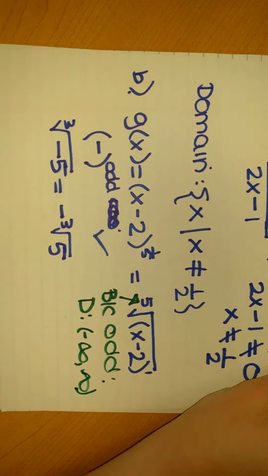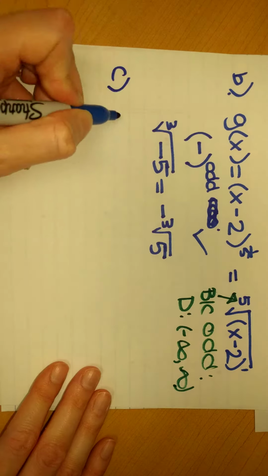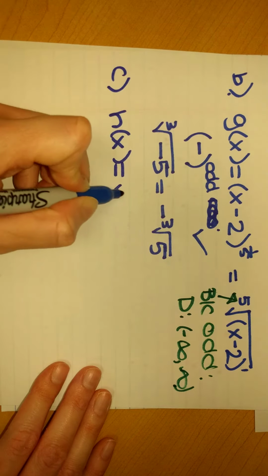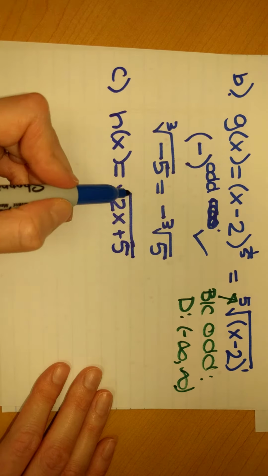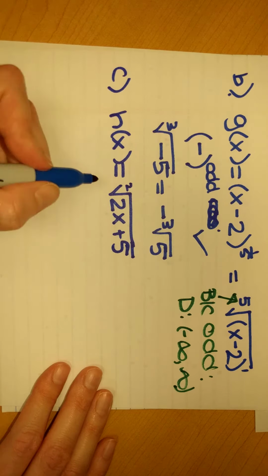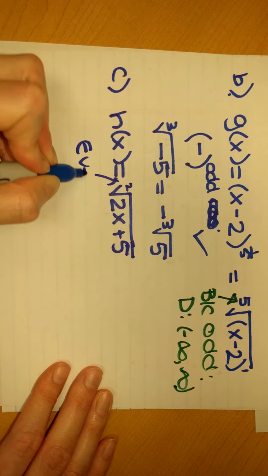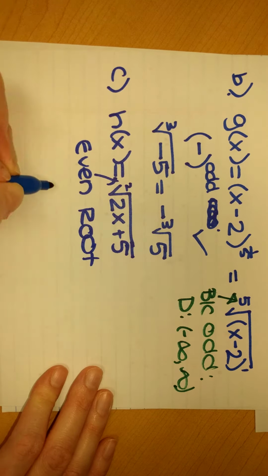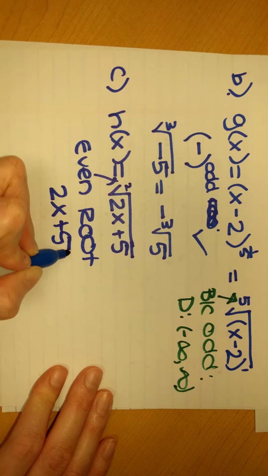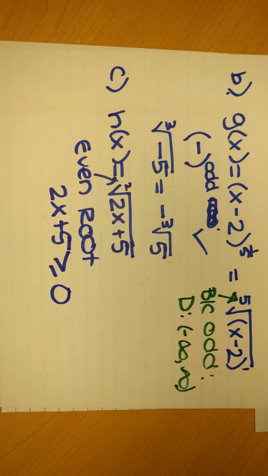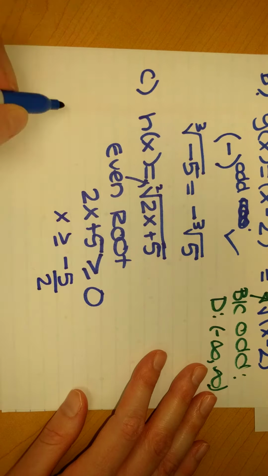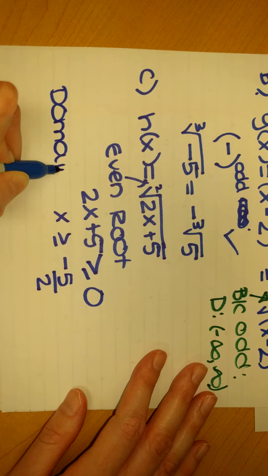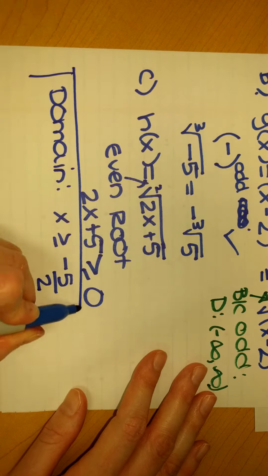Now, if you compare that to part C, in part C you have h of x is equal to the square root of 2x plus 5. Now, in this case, we have an even root, we have a square root. And so because this is an even root, we have to ensure that this 2x plus 5 is greater than or equal to 0, because we do not want a negative inside of that radical. So we solve, we get x greater than or equal to -5/2, and that is going to be our domain, that x has to be greater than or equal to -5/2.